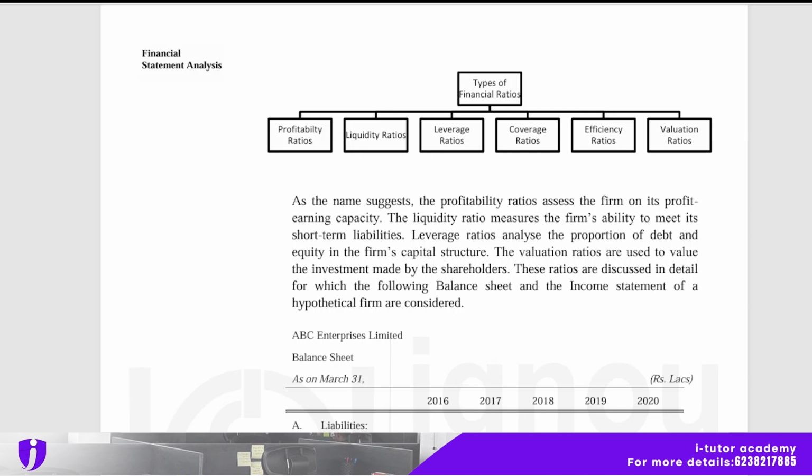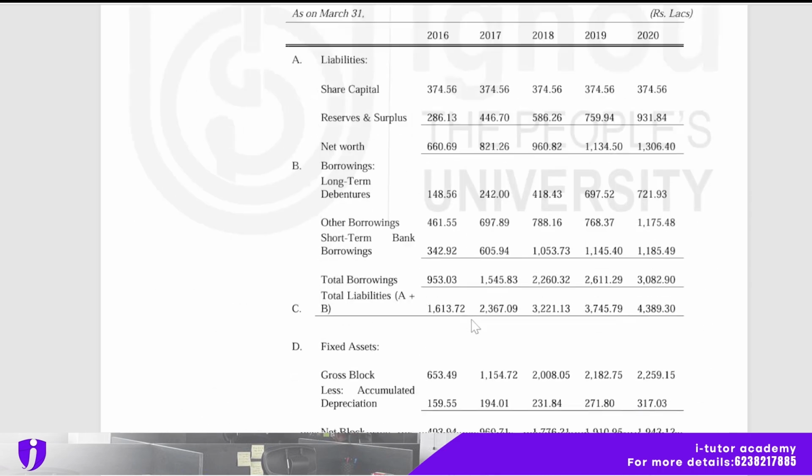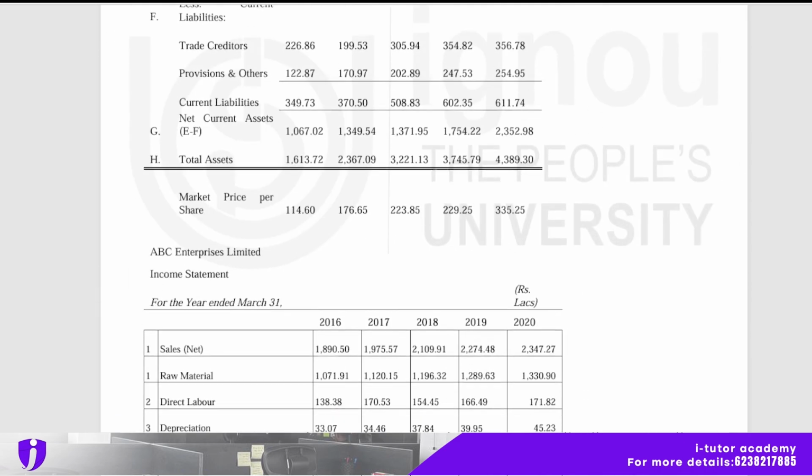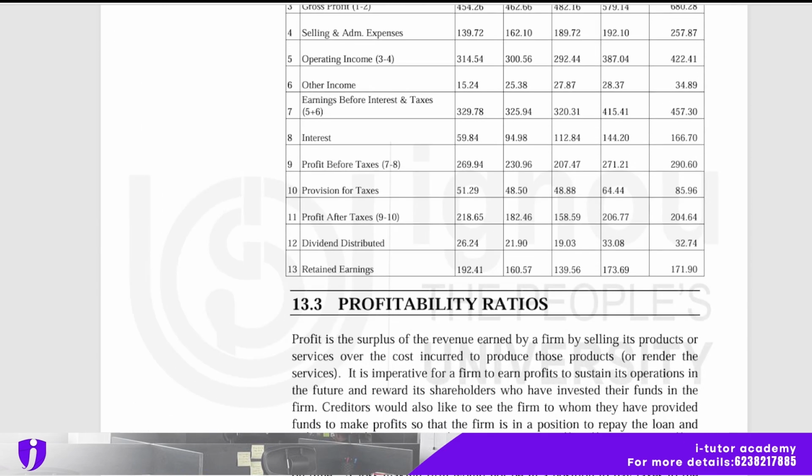So here, for the detailed discussion, the following balance sheet and income statement of a hypothetical firm are considered. So here is an example, you just go through it, so it will be more clear for this section, and in case of any doubt you can contact us.